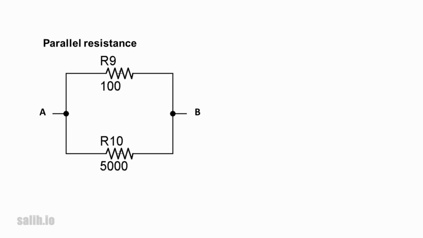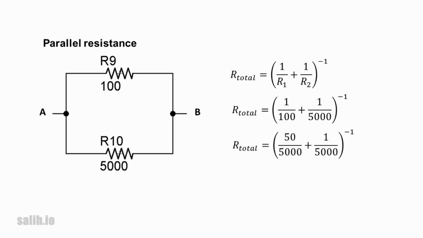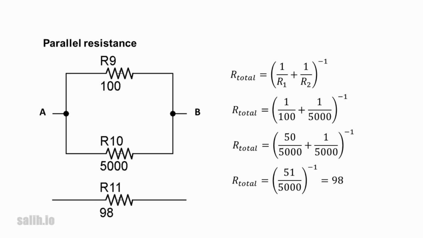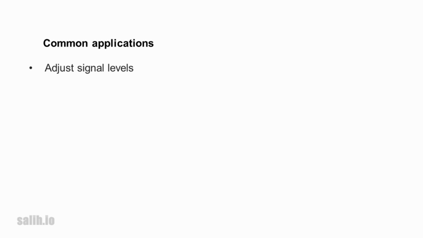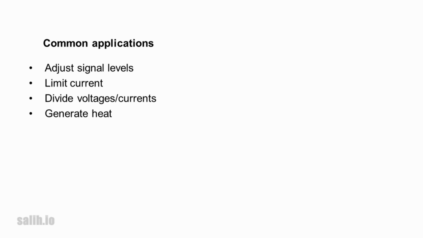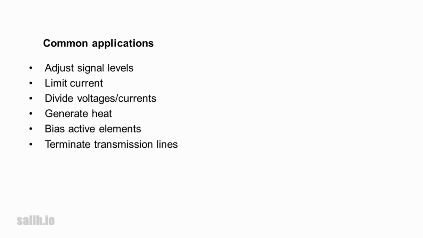Connecting a 100 ohm and a 5 kilo-ohm resistor in parallel, the total resistance becomes the inverse of the sum of the inverses and results in 98 ohms. A good way to remember parallel resistances is that the total resistance is always smaller than the smallest resistor in the parallel chain. Resistors are commonly used to adjust signal levels, limit current, divide voltages, generate heat, bias active elements, and terminate transmission lines. We will only cover the first 4 applications in this course, while the remaining applications will be discussed in future courses.